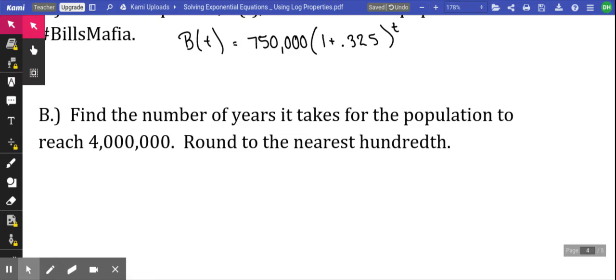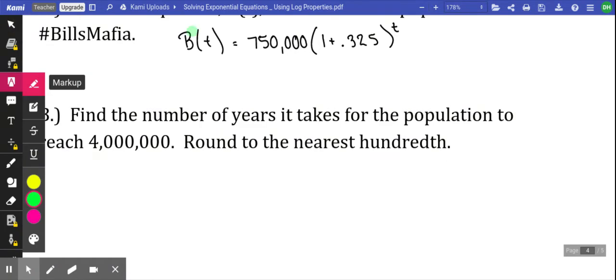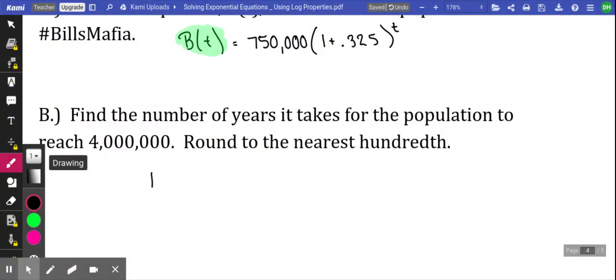Now, what today's really about is being able to solve part B. Find the number of years it takes for the population to reach 4 million. Okay, and we're going to round our answer to the nearest hundredth. So t is the unknown. We are solving for t, and we're going to set the equation equal to 4 million. So we're basically replacing this B of t with 4 million. Let's see what this looks like.